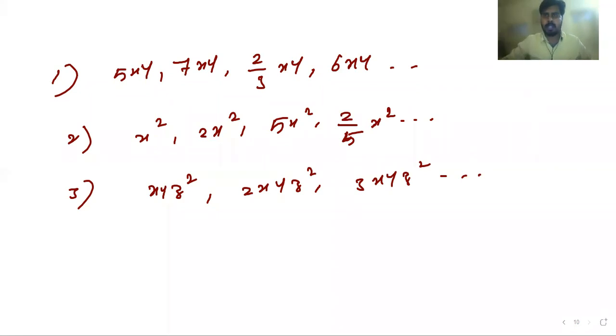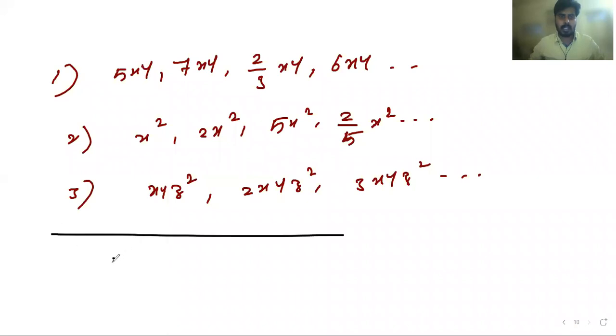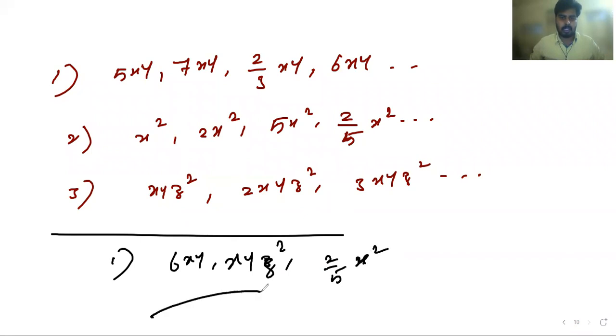Now from that, if you take any pairs, suppose I write unlike terms here: 6xy, xyz square, and 2/5 x square. These three are unlike terms. 6xy, xyz square, and 2/5 x square are the unlike terms. Okay, clear?